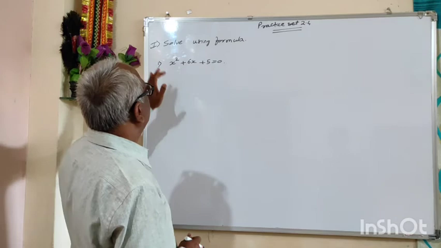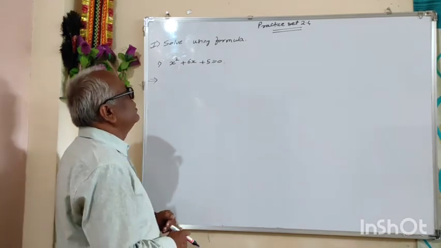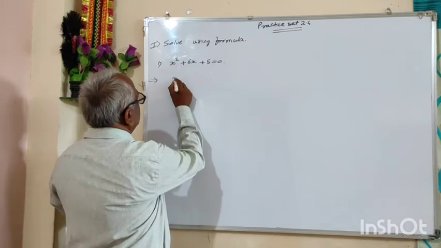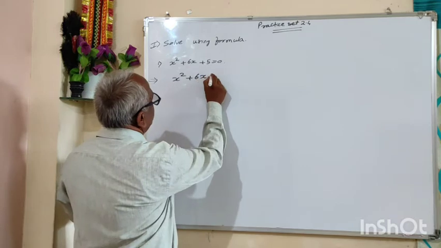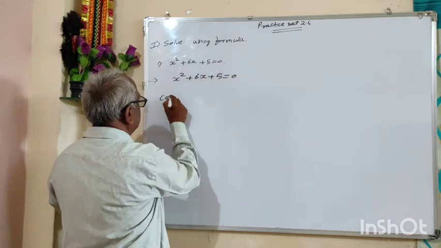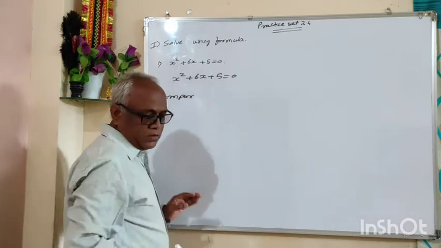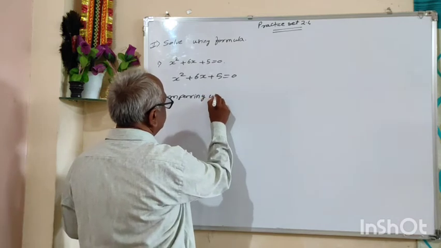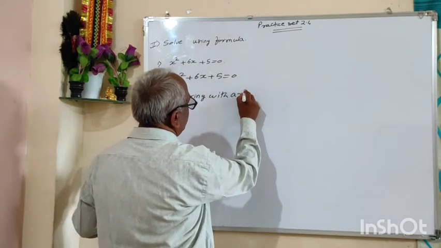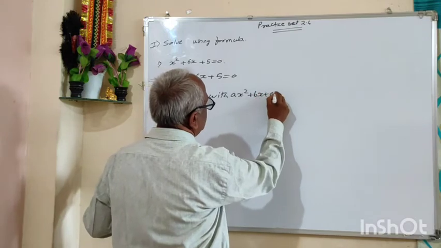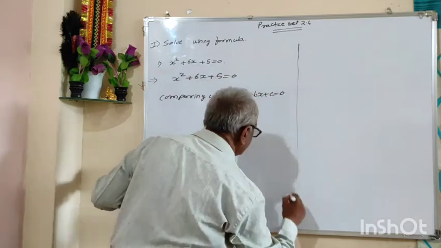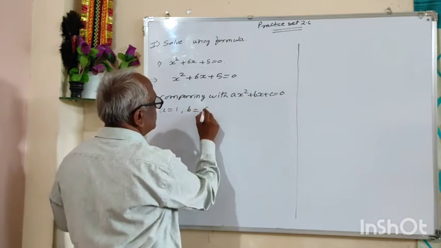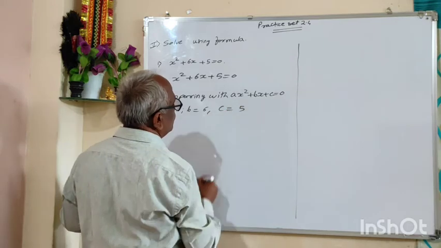Now question number 2, solve using the formula. First one, x square plus 6x plus 5 is equal to 0. This equation we are going to compare with ax square plus bx plus c is equal to 0. Now here a is equal to 1, b is equal to 6 and c is equal to 5.